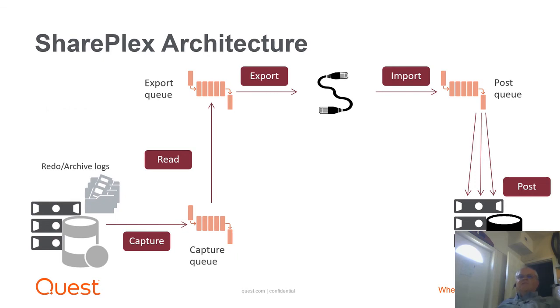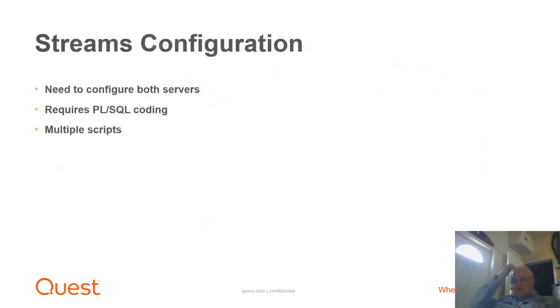So let's look a little deeper. I can't actually show you the Streams configuration files because those are Oracle intellectual property, but if you need to set up Streams, you're going to need to configure both servers. It's going to require some PL/SQL coding and running multiple scripts. All in all, a real pain to set up and manage and maintain. If something changes, you want to replicate a different schema, you want to replicate additional schemas, your table changes or whatever, you're going to have to go back and edit those multiple scripts.